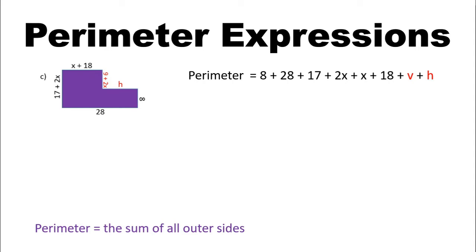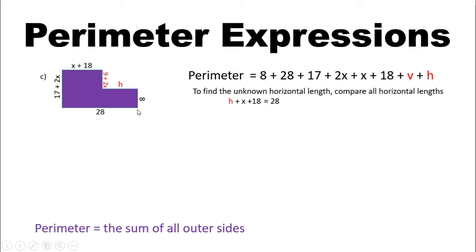I'm going to use the same thinking to find out my unknown horizontal length. These two horizontal lengths at the top of the shape should add up to the same total horizontal length on the bottom of the shape. So h plus x plus 18 must equal 28. Again, if I want to find out what h is, I'll take away the part of the 28 that I've already traveled along this length. So h is equal to 28 minus the x and minus the 18. That will be 10 minus x.